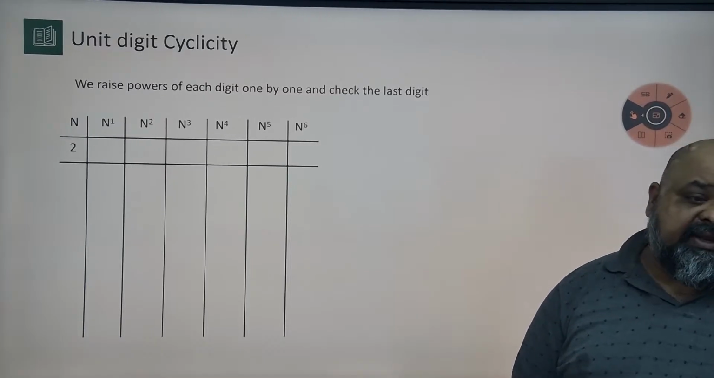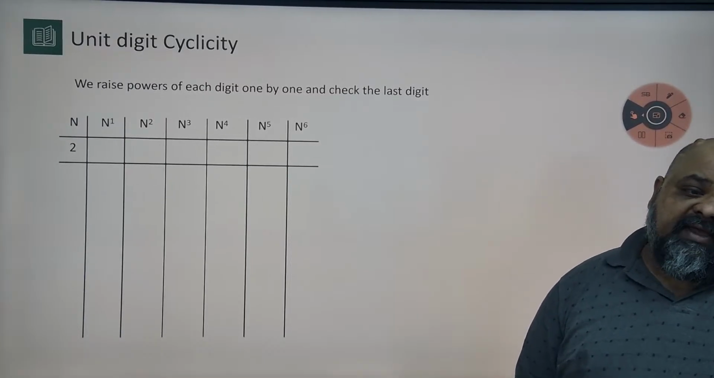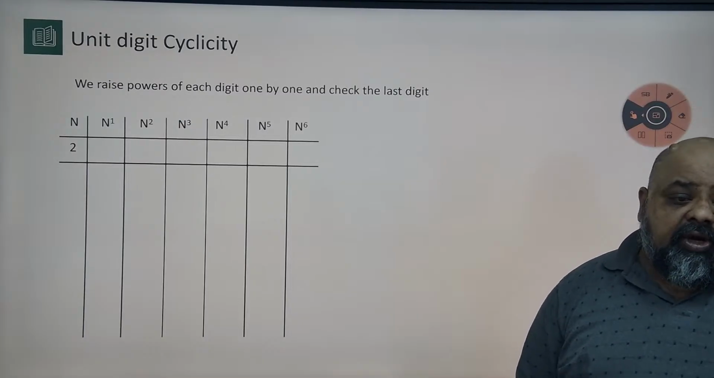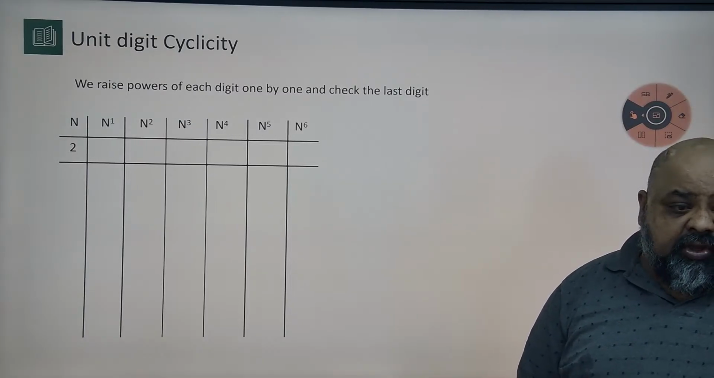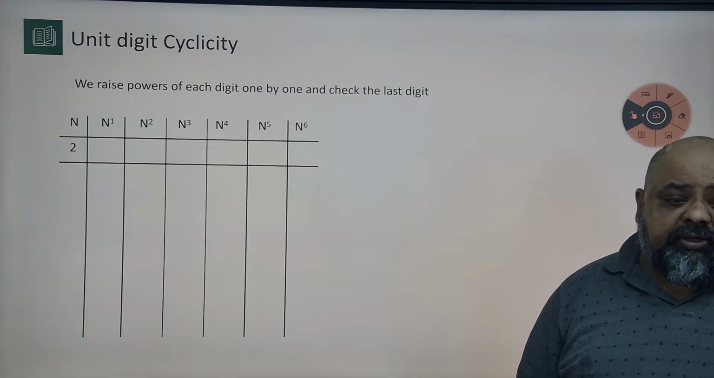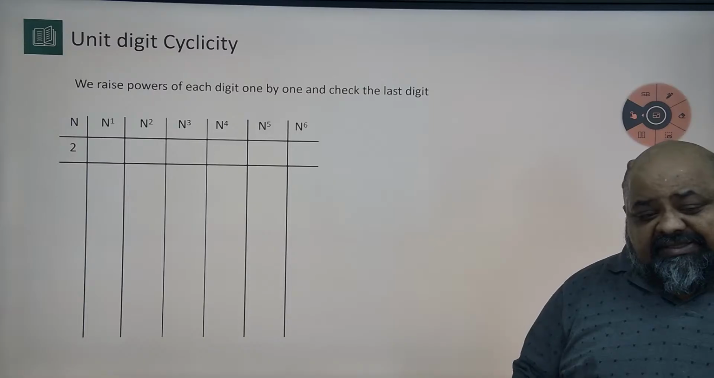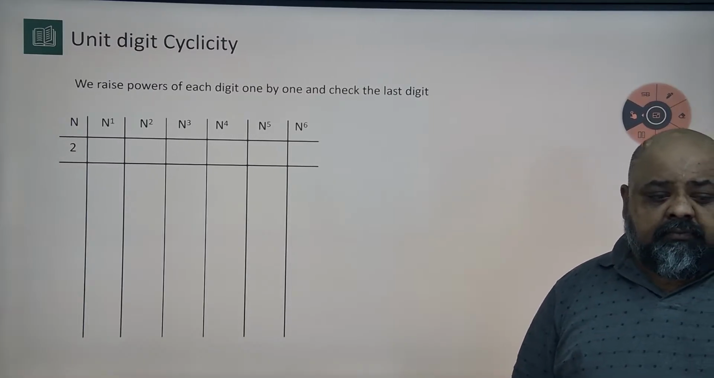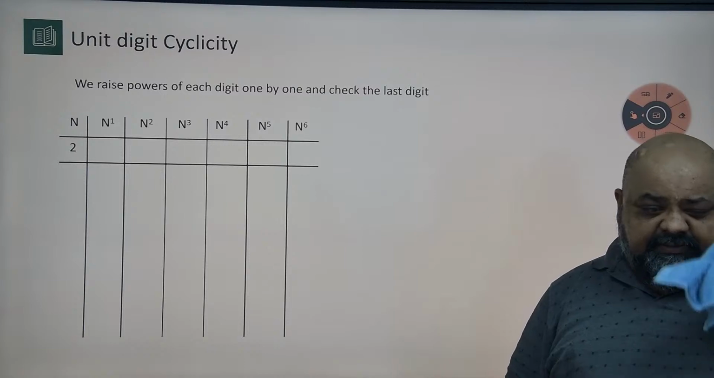So if you could quickly tell me, when the base is 2 or the base ends in 2, what will be the unit digits of the various powers? 2 raised to power 1, 2 raised to power 2, 2 raised to power 3, 2 raised to power 4, 2 raised to power 5, 2 raised to power 6. Just the last digit. Just write them down as a series.